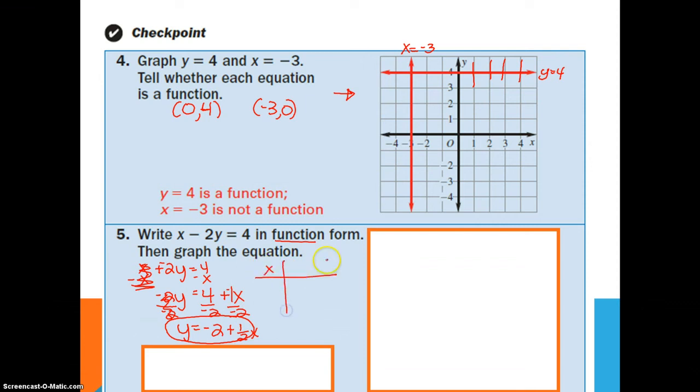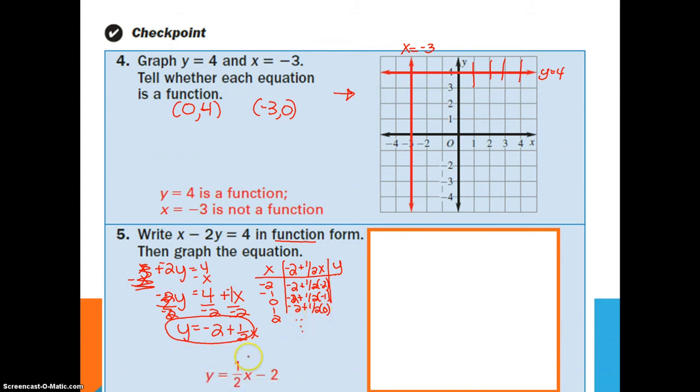I set up my 3-column table, -2 plus a half x, and that's going to equal y. They didn't give me any values for x, so I'm going to use -2, -1, 0, 1, and 2. -2 plus 1/2 times -2, and you're going to substitute all of this in. Oops, that's a -2 plus 1/2. There's your -1. And you might want to use a different piece of paper so you have more space. You can see this is the same thing, just a little bit reversed. There's my -2. If I change that to adding a negative, here's my half x.